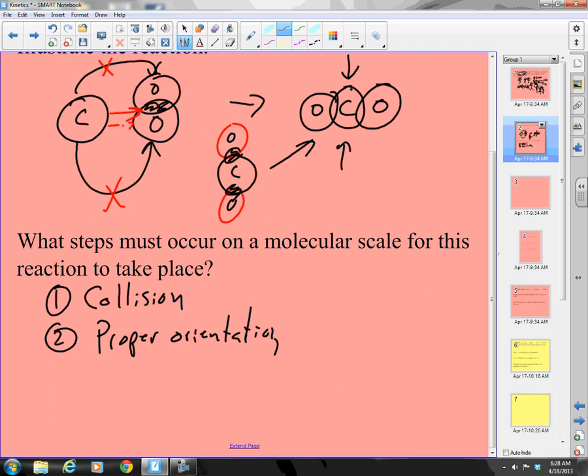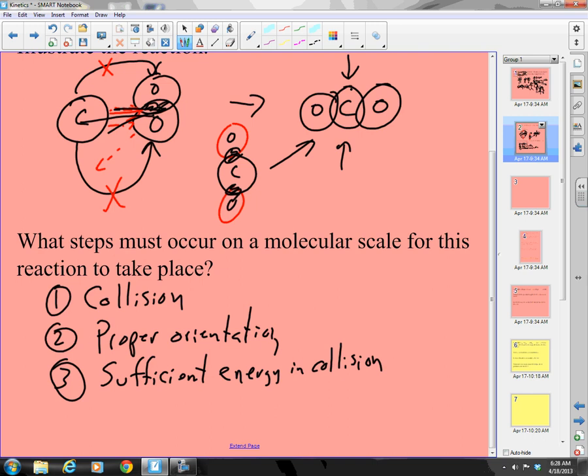And the third thing is, what if this goes very weakly? Boink, boink, boink, it hits that. Well, it could just bounce off. Or if it hits there just very weakly, it bounces off. The third thing I must have is that this collision must be forceful enough for the reaction to occur, meaning I must have sufficient energy in collision.